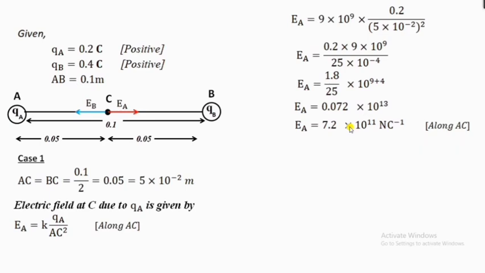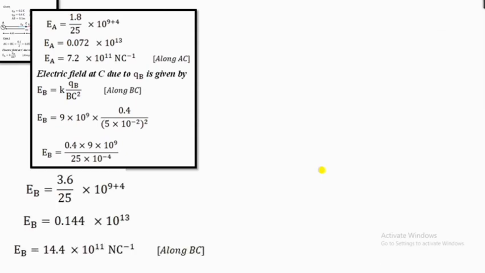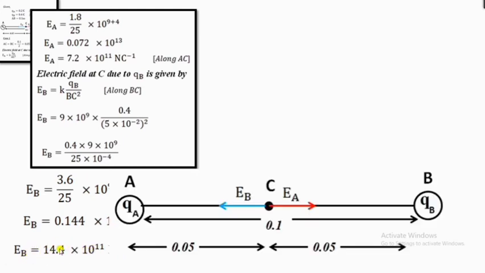Now similarly, electric field at C due to point B will be given by this expression. Now when you put the values, you will get 14.4 into 10 to the power 11. Out here I am not making it 1.44 because we got QA to be 7.2 into 10 to the power 11. So I should get 10 to the power 11 only, otherwise I will not be able to add or subtract them. Now out here I have got electric field, one towards this direction and another in this direction.